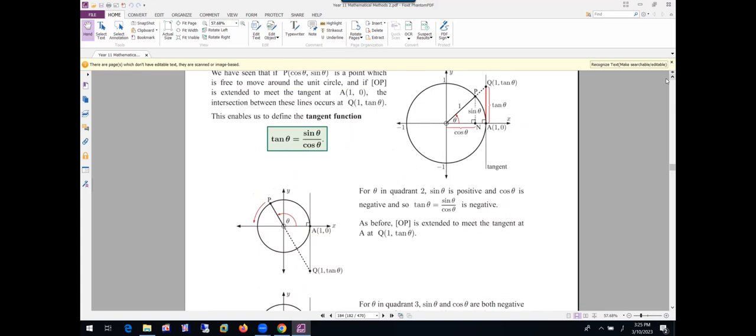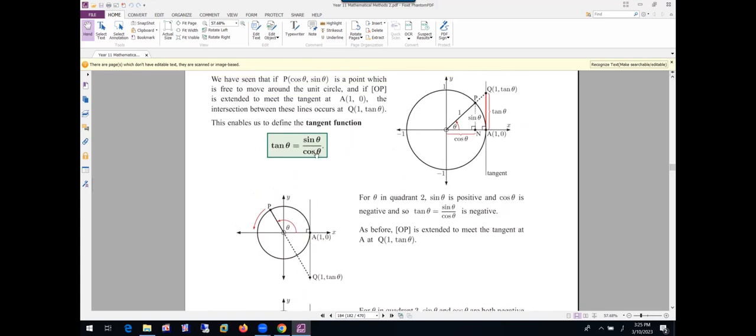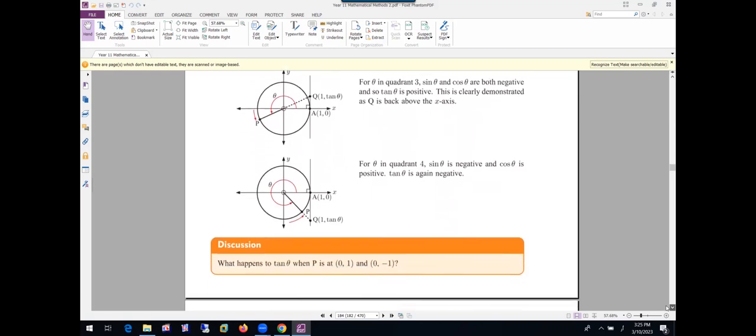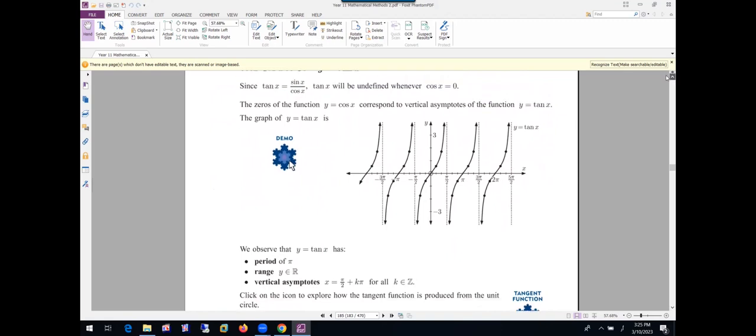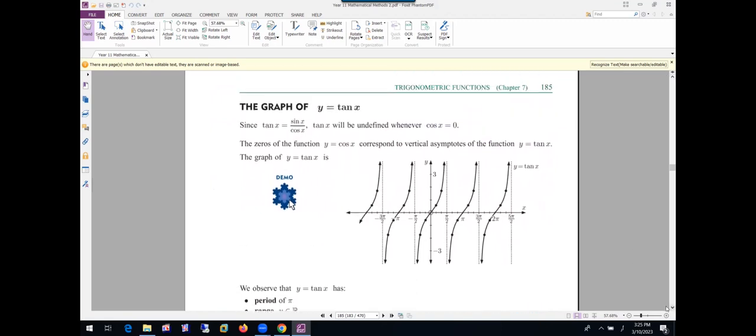In the second quadrant, sine is positive, cos is negative, so tan theta will be negative, right? In the third quadrant, sine is negative, cos is also negative, so negative over negative cancels, and tan theta in the third quadrant will be positive. And what about the fourth quadrant? Sine theta is negative and cos theta is positive, so negative over positive is negative. So tan theta will be negative in the fourth quadrant, right? So that's how we can know the signs of tan theta in each quadrant.